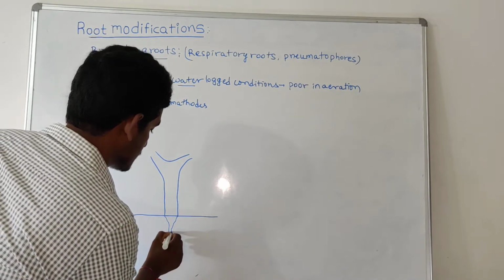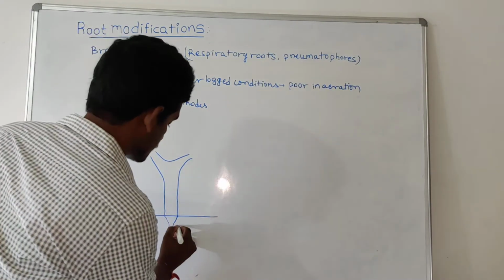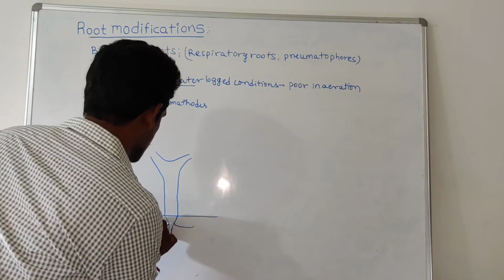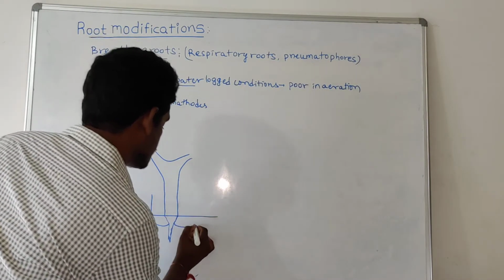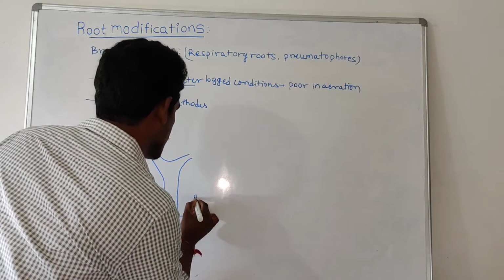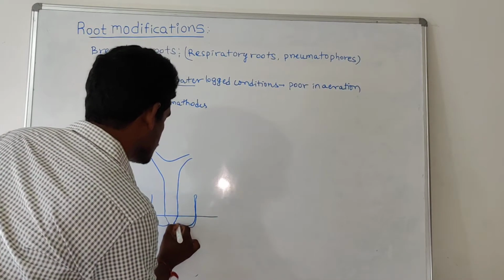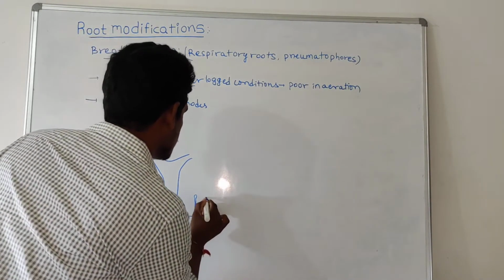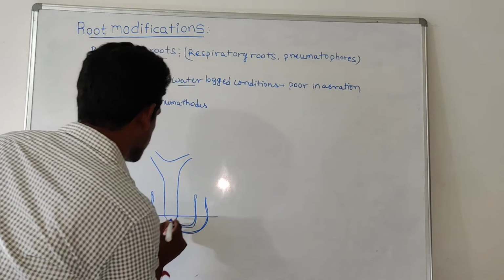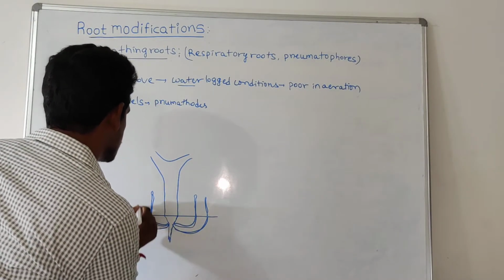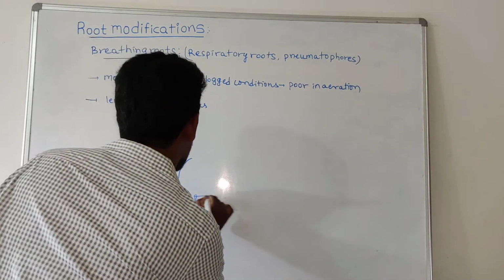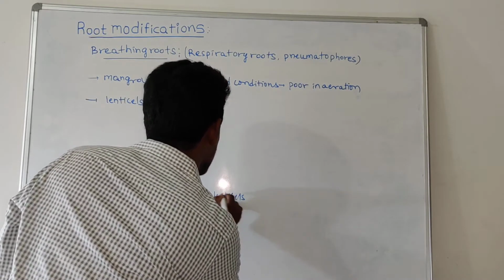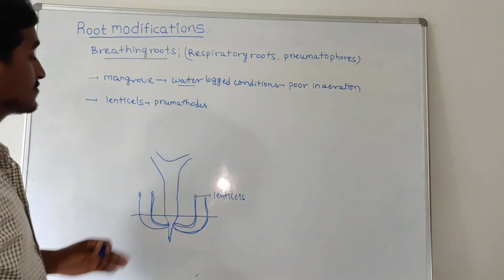It is a tap root, and some of the branches of this root come outside. With the help of these structures, it can perform the respiration process. These structures are called lenticels, right?